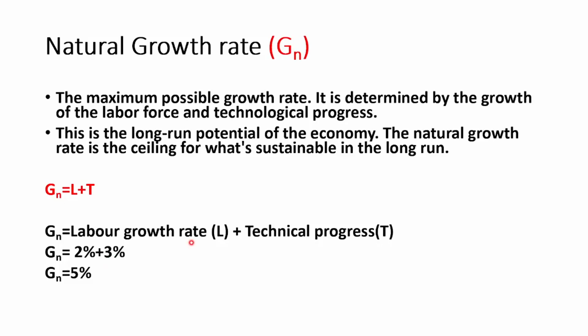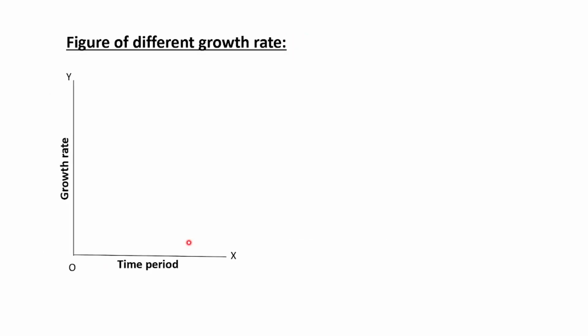Now let's understand the three different growth rates from the figure. On the x-axis we have time period, on the y-axis we have growth rate. Gn is the natural growth rate, which is 7%, also known as the maximum growth rate that an economy can achieve by utilizing all its existing labor and technology. Now GW is a 4% growth rate, which is the warranted or desired growth rate. At this growth rate, the producers or investors are fully utilizing their plants and machineries, earning their expected income and increasing their products.